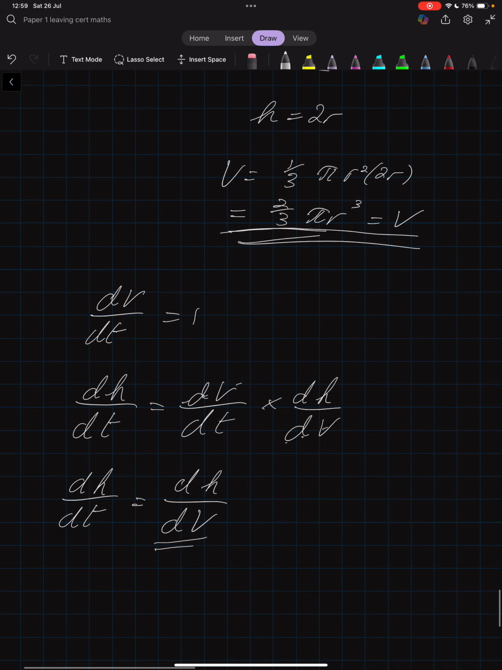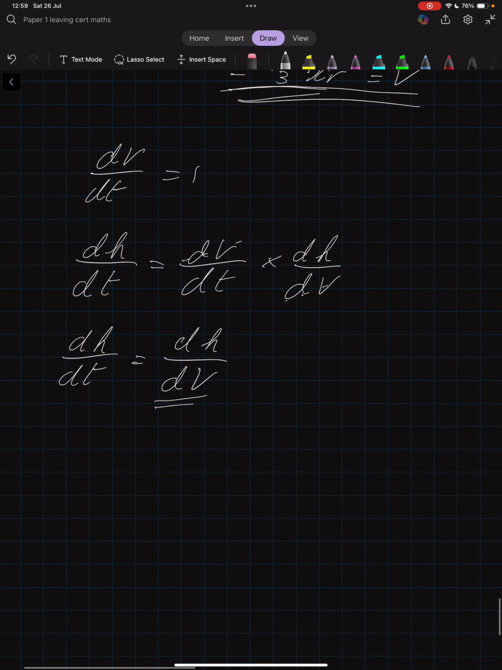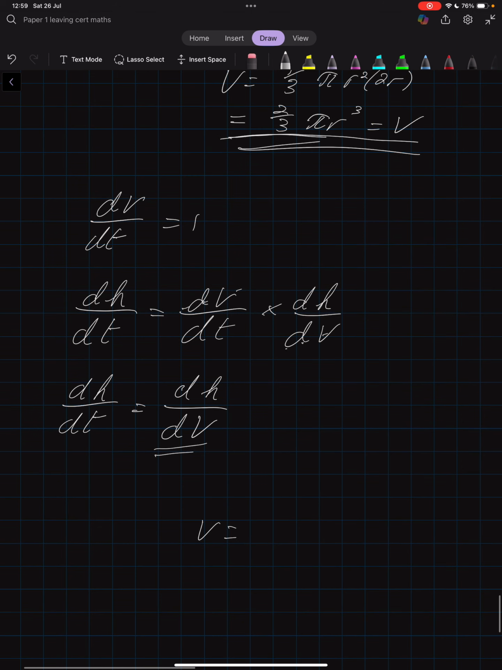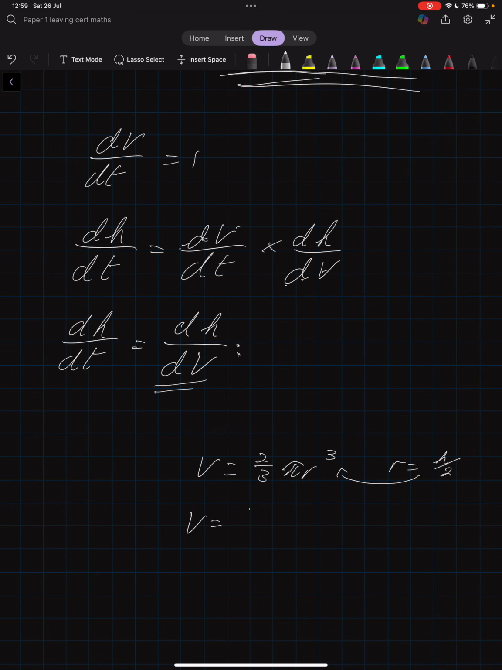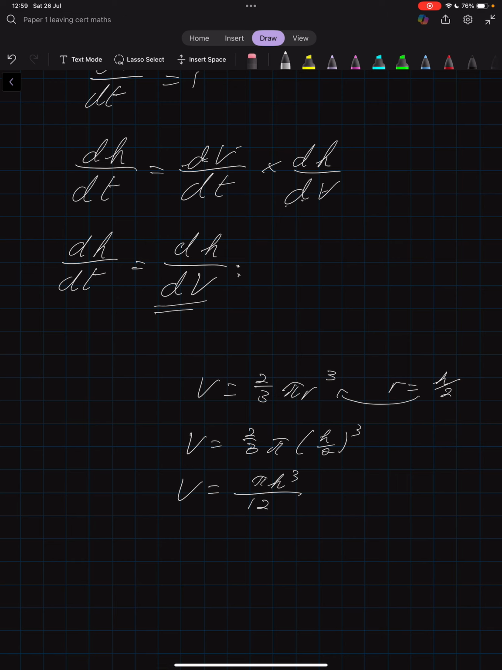Okay, so for dH/dV, I can say V is equal to 2/3 pi r cubed. I can say that r is equal to h over 2. So if I plug that in here, because again I want derivatives with respect to h, I want h and V in the same formula. So V is going to be 2/3 pi (h over 2) cubed. So the volume is going to be pi h cubed over 12. Okay, so now I can calculate dV/dH.